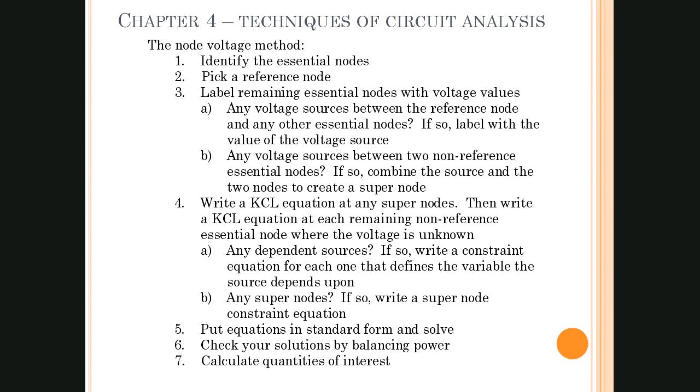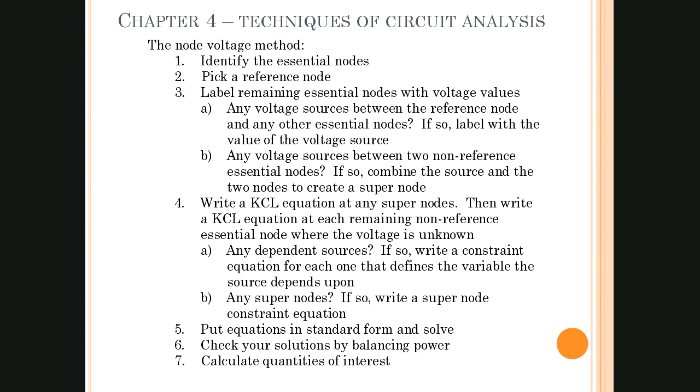And in part 3, label remaining essential nodes with voltage values, and you ask yourself these questions, A and B. Any voltage sources between the reference node and any other essential nodes? If so, label with the value of the voltage source. So in other words, that just becomes the voltage. And question B, any voltage sources between two non-reference essential nodes? And if so, combine the source and the two nodes to create a supernode.